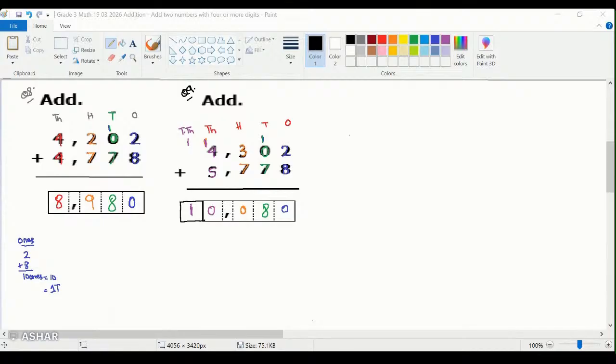Why? Because when we are adding the thousands position, that was 1 plus 4 plus 5. That means 10,000. So how many 10,000s do we have? We have a single 10,000, right? So we put a 0 on the 1,000 and we carry 1 to the 10,000 and we have 10,080. Okay?